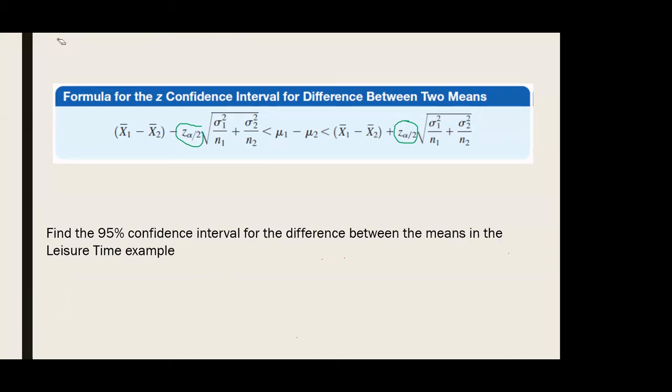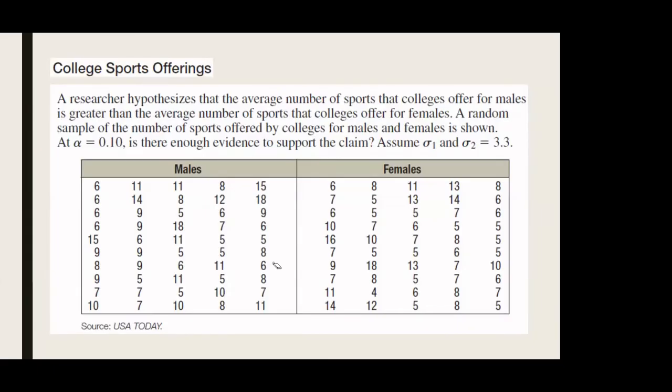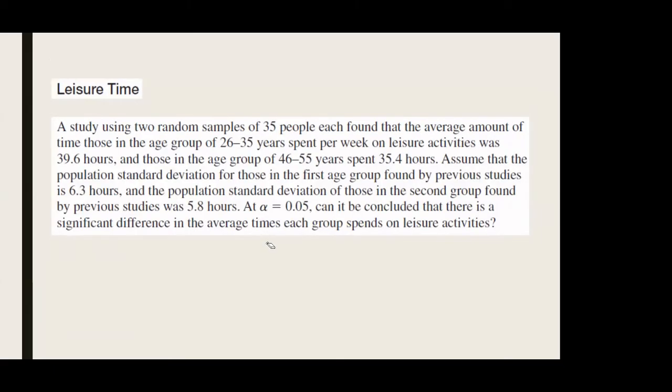Okay. Since we're looking here, find the 95% confidence interval for the difference between the means in the leisure time example. So recall that the leisure time example is this. Okay? So all we need here is just to get the sample means, the difference between the sample means, the standard deviation.